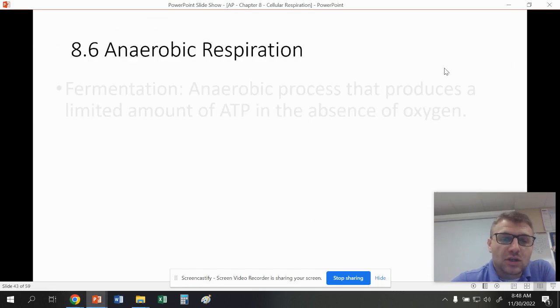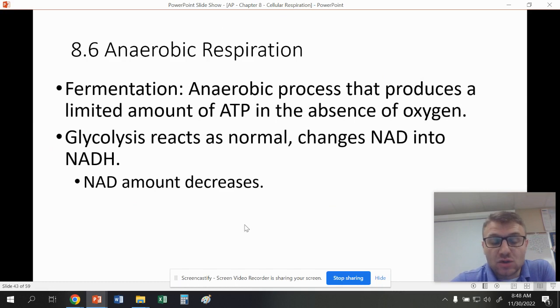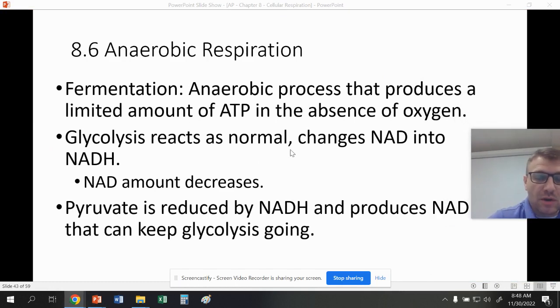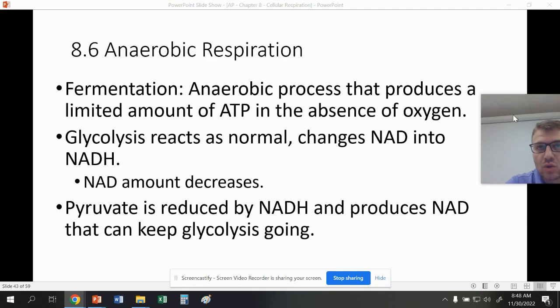So what's going to happen is your body is going to go through something called fermentation, or bodies, I should say, because we have different types of fermentation. This is an anaerobic process where ATP will still be produced, but it's produced without oxygen. Now, what happens in fermentation is glycolysis will react as normal. But it's going to change NADH back into NAD. This is going to create a byproduct, and we're going to talk about the two types of fermentation, but this frees up more NAD to keep glycolysis going.